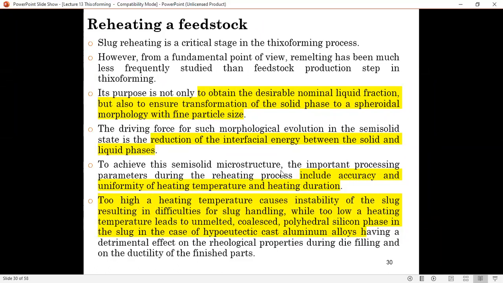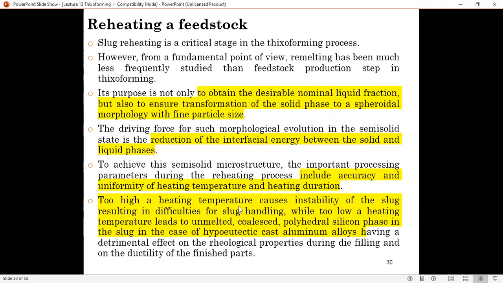To achieve this semi-solid state, important processing parameters during the heating process include the accuracy and uniformity of the heating temperature and the heating duration. Temperature and duration of heating need to be controlled very well. You have to do characterization and optimization in the process to make sure you can achieve a certain liquid fraction, maybe 30% up to 50%. Based on that, you determine the temperature and heating duration.